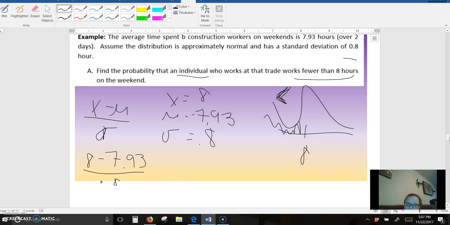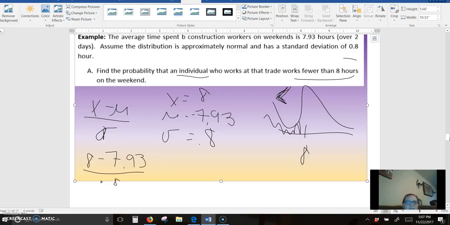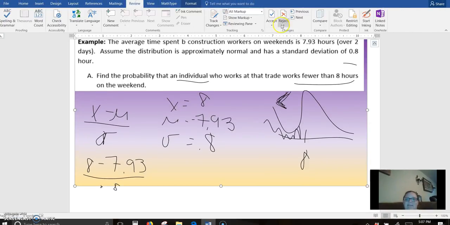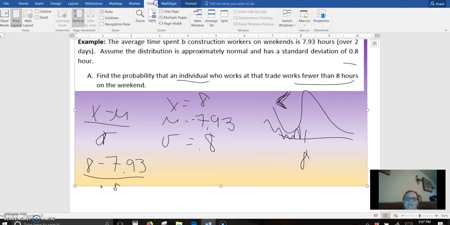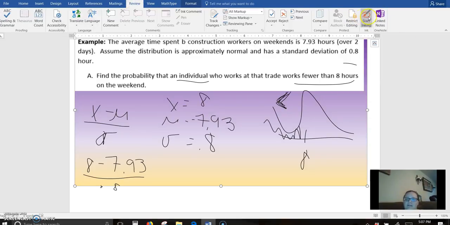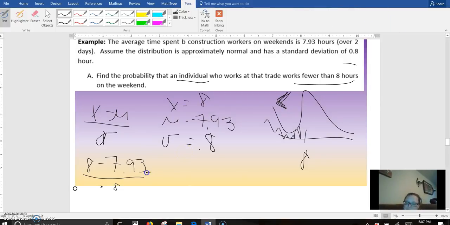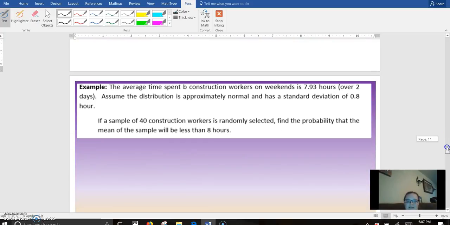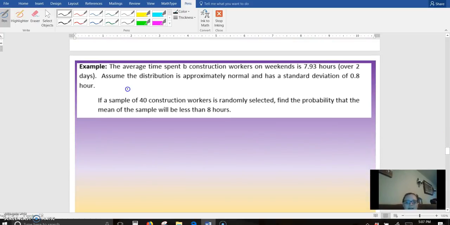Wait, 0.08. Oh man, guys, the struggle's real today, apparently. 0.0875. So that means it's 8.75%, the probability that one individual is going to work fewer than 8 hours. All right, now let's compare that to this guy, where that's in.